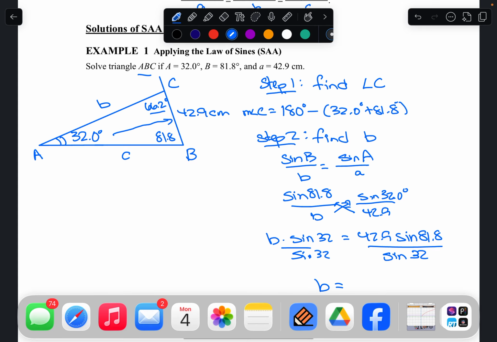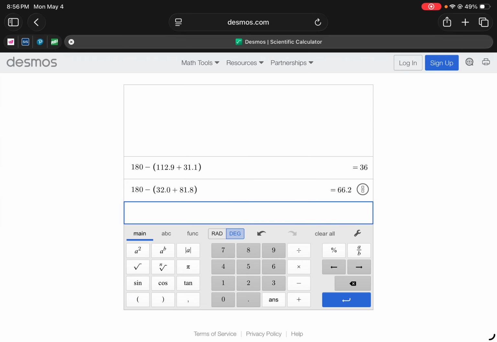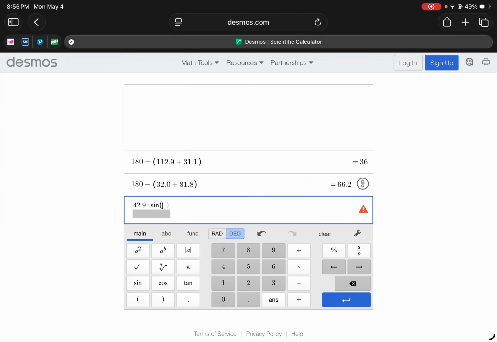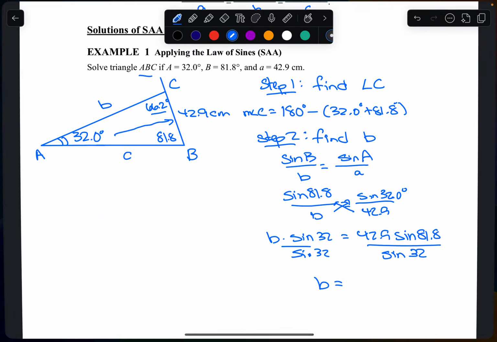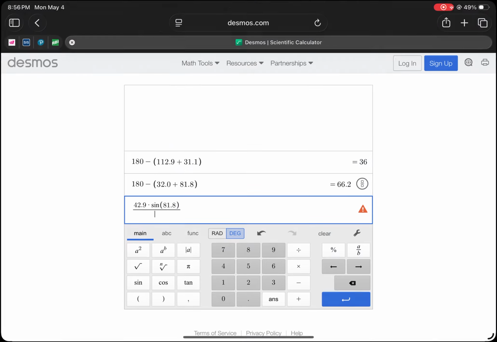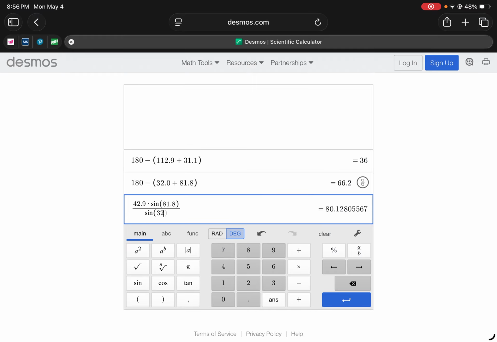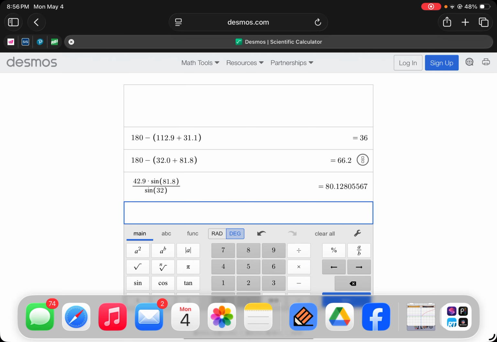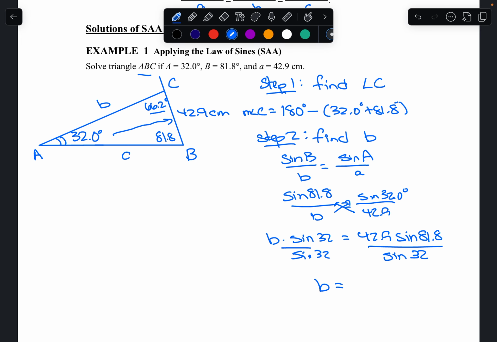So if I flip out, 42.9 times the sine of 81.8, close that parenthesis. Notice I'm in degrees, divided by the sine of 32. And I find out that that side is 80.1, in this case, centimeters. So I'll go ahead and mark that in my diagram.